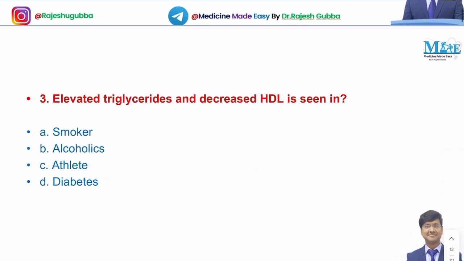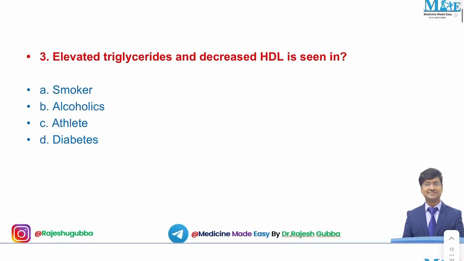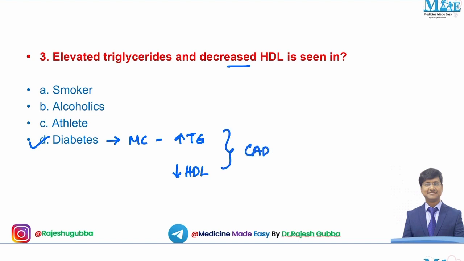Now you take the next question. Elevated triglycerides and decreased HDL is seen in smokers, alcoholics, athletes and diabetics. The most common form of dyslipidemia in diabetics is an increase in triglycerides along with a decrease in HDL, and that will contribute to atherosclerosis, resulting in coronary artery disease or cerebrovascular accidents. So that will be the effect of dyslipidemia in patients with diabetes. Next question.